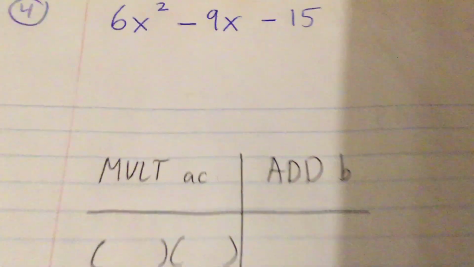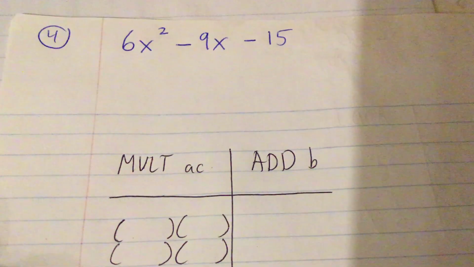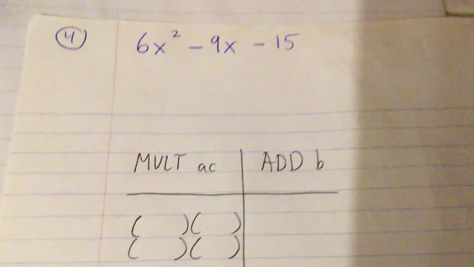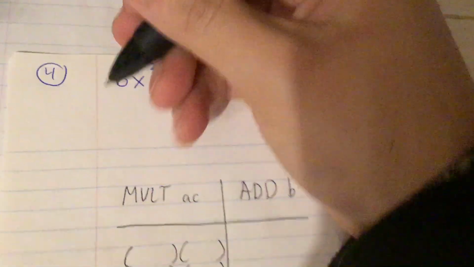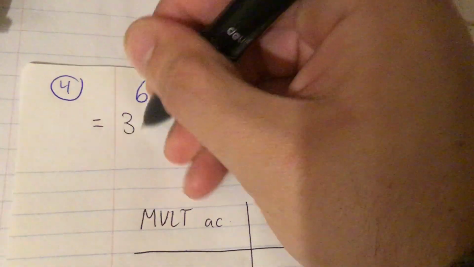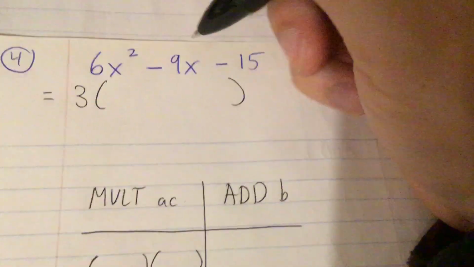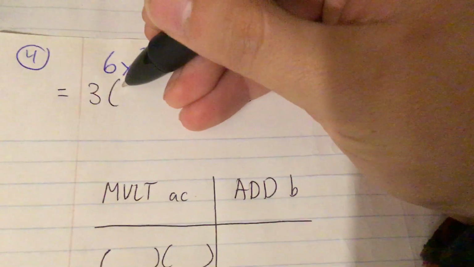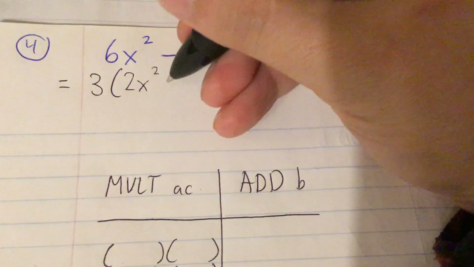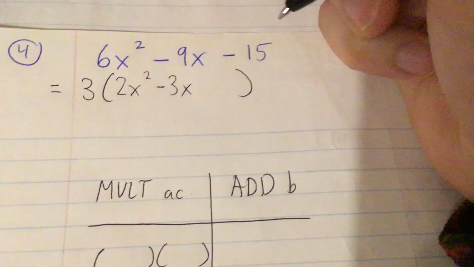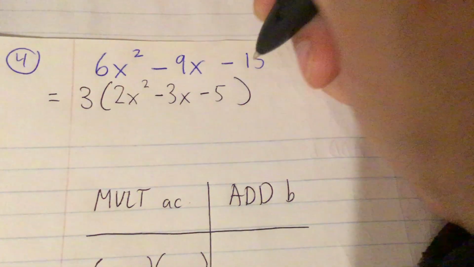Okay. Well, first things first. What should I do? Well, all 3 of those terms can factor out a GCF, specifically 3. So I factor out the 3, and I'm left with a new quadratic trinomial in the middle that's going to make my life easier. So 3 times 2x squared is 6x squared. 3 times negative 3x makes negative 9x. And 3 times negative 5 becomes negative 15.